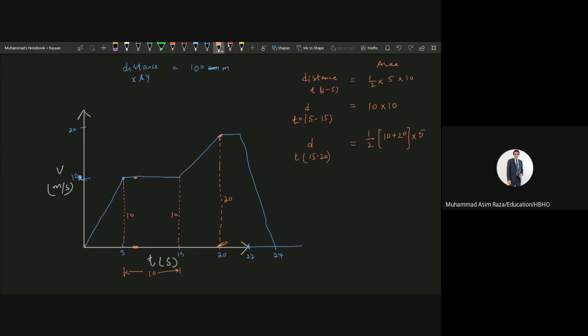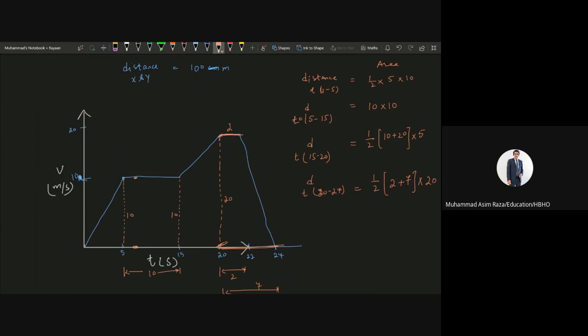Similarly, examiner can ask to find out the distance in the last 7 seconds from t. You know that from t till 27 seconds. You can do it like this one: 1 over 2 into. In this case, now this is a parallel line. Both of these are parallel lines. So from here till here, this is 2, and from here until here, this is 7. So we'll do it like this one: 2 plus 7 into height is 20.